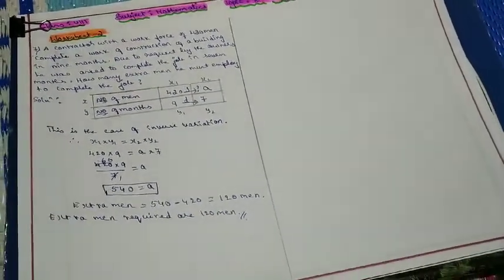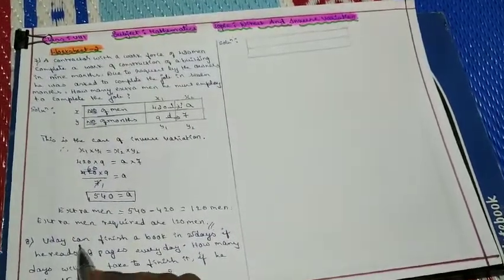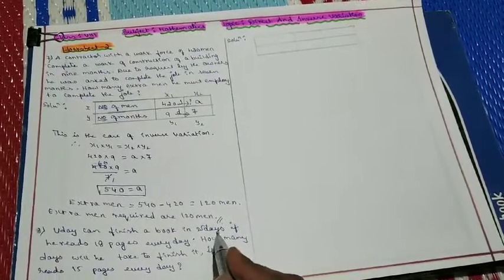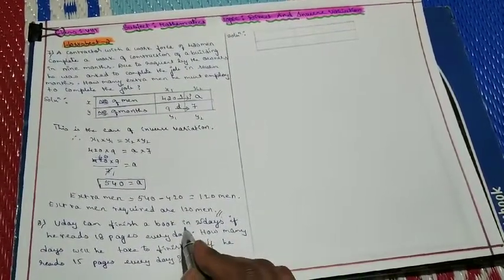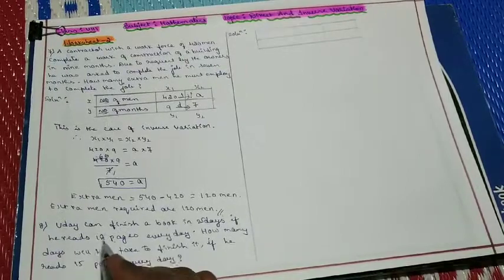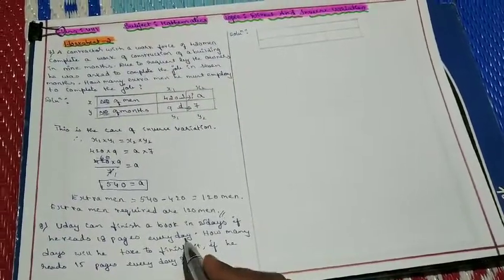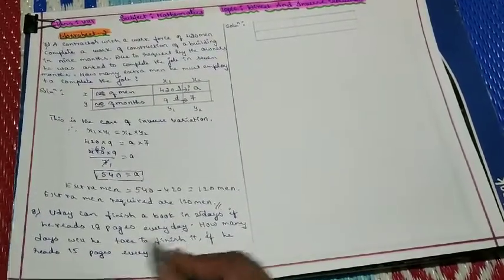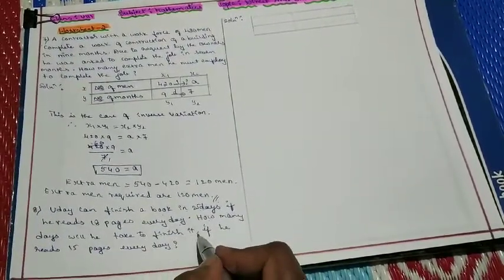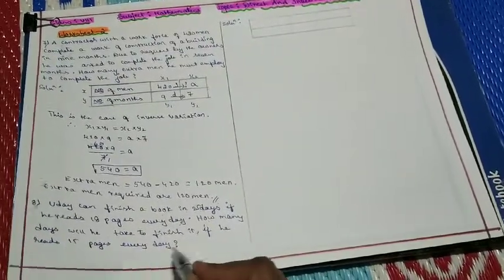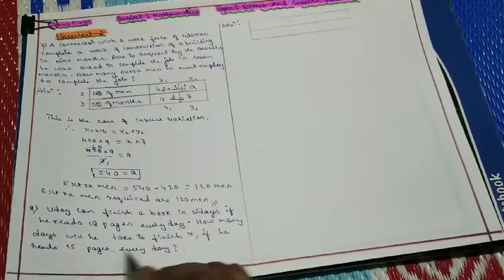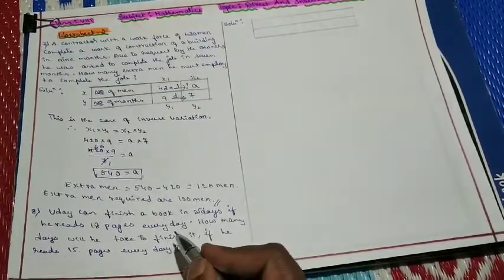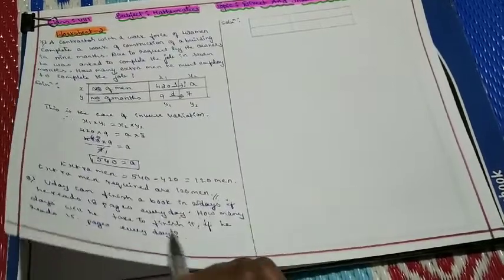Now let me move to 8th question solving. Uday can finish a book in 25 days. He reads the book within 25 days. If he reads 18 pages every day, then the number of pages in the book will be 25 into 18. And how many days will he take to finish it if he reads 15 pages every day? Every day if he reads 15 pages, then completing the book reading takes how many days? This is asked in the question, children.